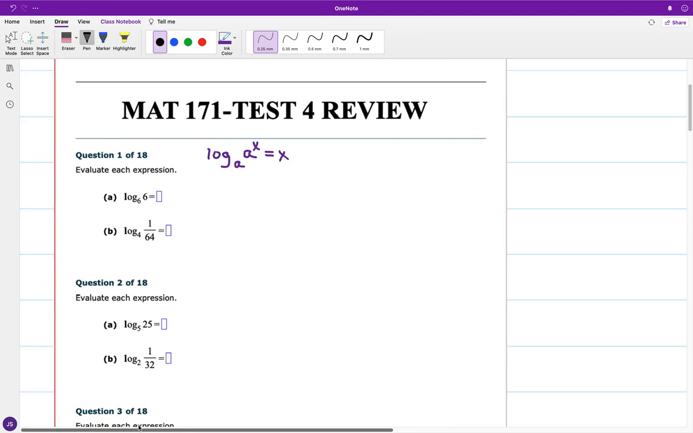For the first question, we're looking at the base 6 logarithm of 6. If you notice, we have the base a logarithm of a, so your a value is 6, and for the x value, you don't have a raised power, but you'll read this as if it had been 6 to the first power. So the base 6 logarithm of 6 comes out equal to 1.